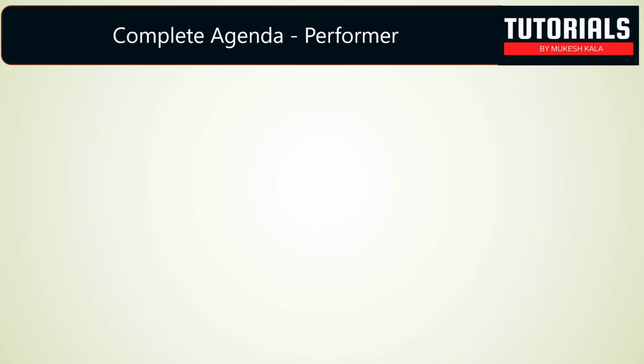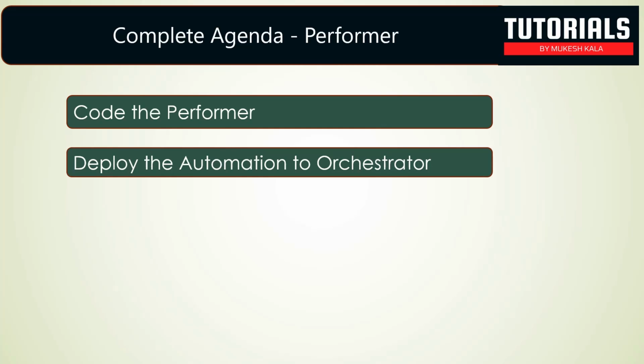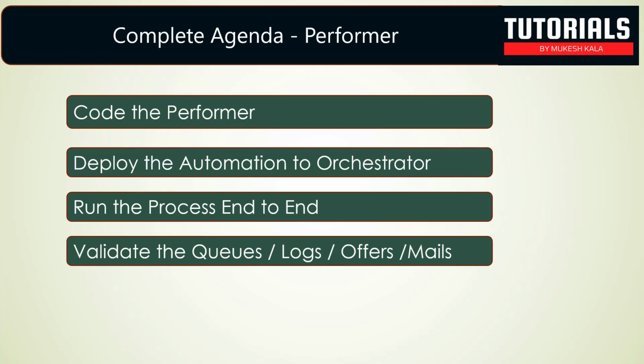Now let us see the agenda for this video, which is the performer. Today, first of all, we are going to start coding the performer in the RE framework. Post that, we are going to deploy the automation to the orchestrator. We are going to run the process end to end. When I say end to end, we will run the process both for the dispatcher and the performer, which will complete the automation. Once the process is executed, we are going to validate the queues. We are going to see what items are completed and what have failed.